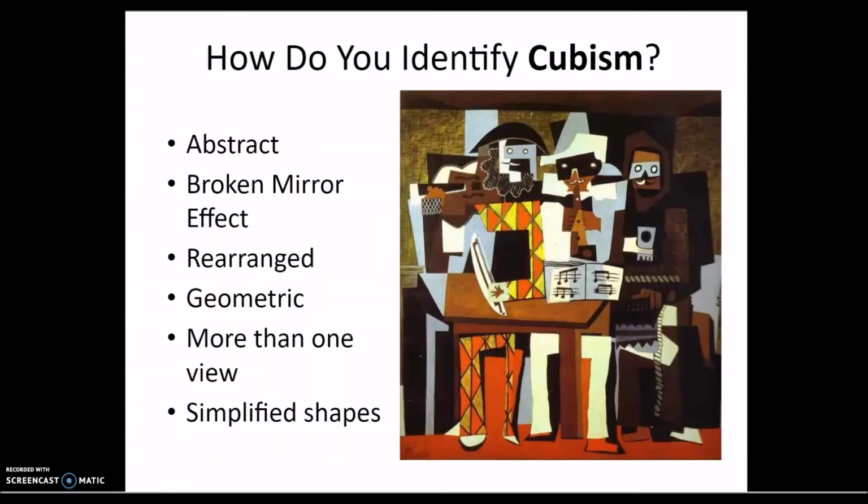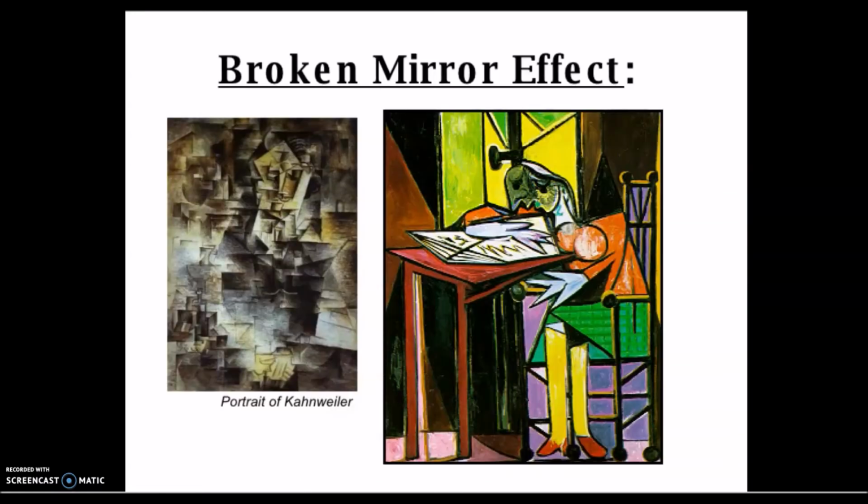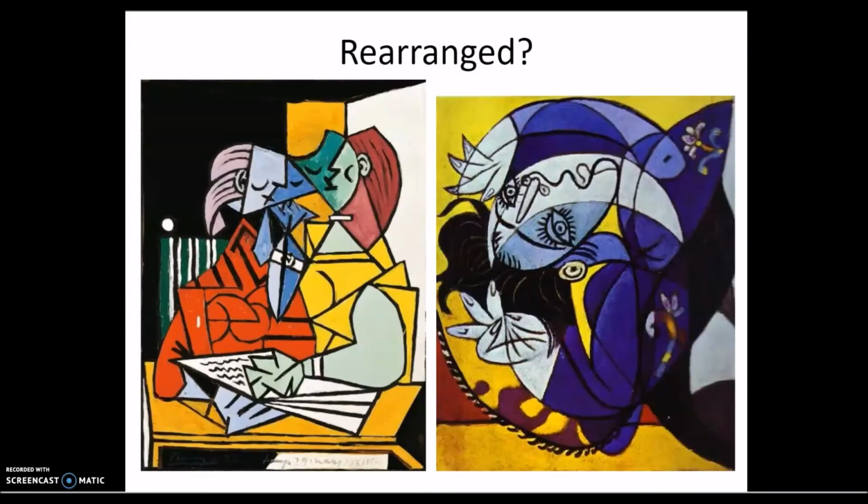So how do we identify Cubism? There's a couple things that we can look at to see if it is a Cubist painting. Lots of paintings are abstract. That means that you are looking at shapes and colors rather than an object. The broken mirror effect is an effect when you look at a broken mirror and you see many of the same parts of the face.